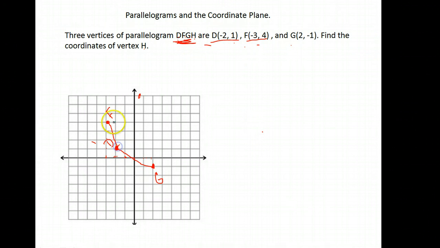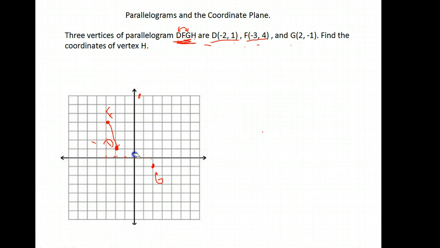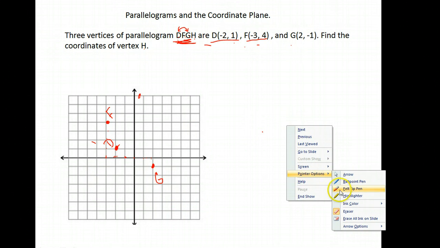So notice these are connected wrong. They connected D and G. Well, they're not next to each other in the name, so they really can't be connected. So this person made an error. Let's go back and fix the error. Let's get our eraser. Erase these lines. They put the points in the right spot. They just didn't connect them correctly.